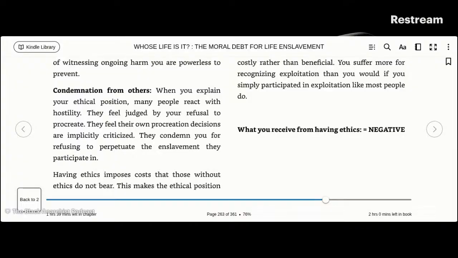Condemnation from others. When you explain your ethical position, many react with hostility. They feel judged by your refusal to procreate. They feel their own procreation decisions are implicitly criticized. They condemn you for refusing to participate in the enslavement they participate in. Having ethics imposes costs that those without ethics do not bear. This makes the ethical position costly rather than beneficial. You suffer more for recognizing exploitation than you would if you simply participated in exploitation like most people do. What you receive from having ethics, negative.